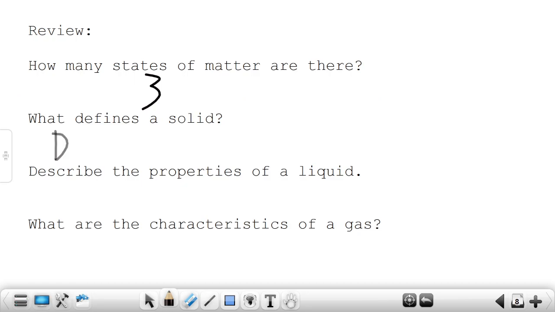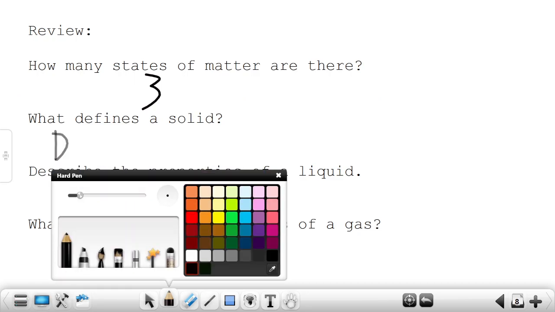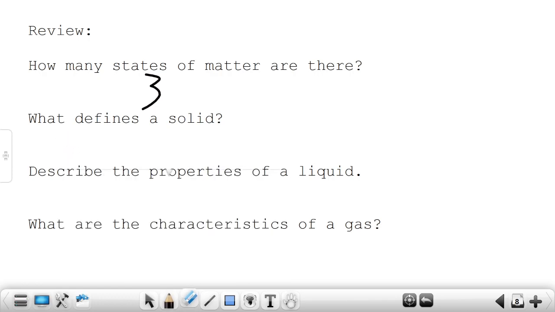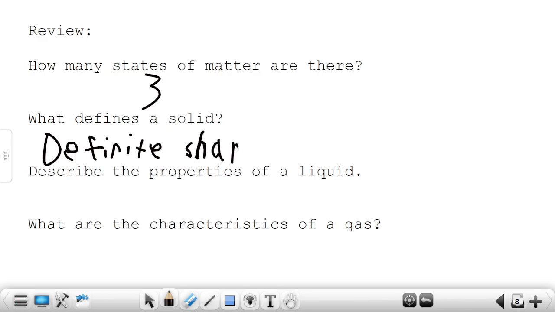So definite shape and volume. I don't believe these review questions are on the notes page, but these are just some things to keep in mind.